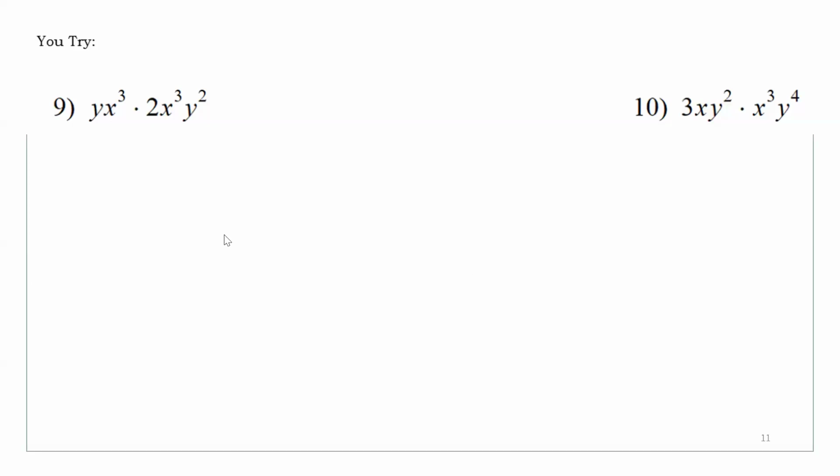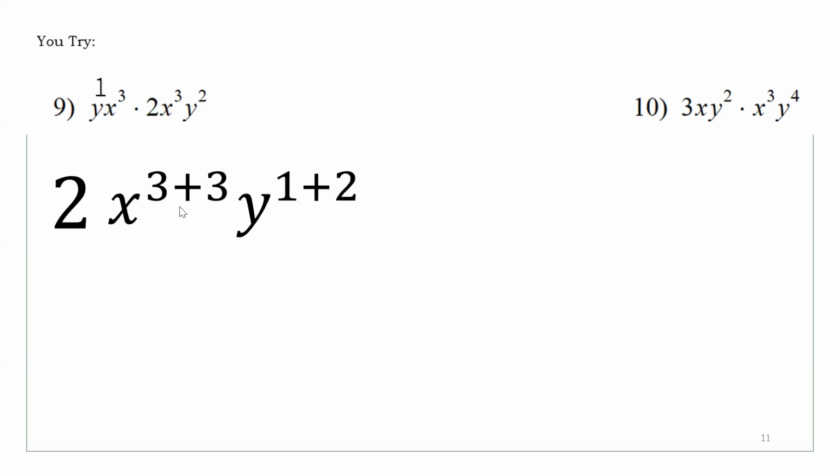3, 2, 1. All right, so we needed a 1 on that y, brought down the 2. Oh yeah, I didn't do an example like this. So remember, if there's only one big number, then you just bring it down. Okay, so then 2 times 3 gets you 6. 1 plus 2 gets you 3. So a final answer of 2x to the 6 y cubed.